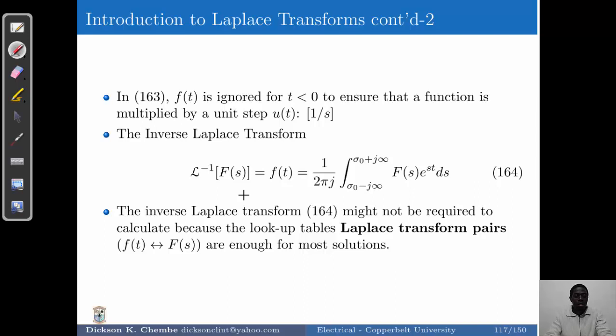So therefore, this is the procedure, and you realize that in the Laplace transform equation we looked at, the function of time is ignored for time less than 0. This ensures that the function is multiplied by a unit step u(t), whose transform is simply 1 over s, and that's what we are doing.